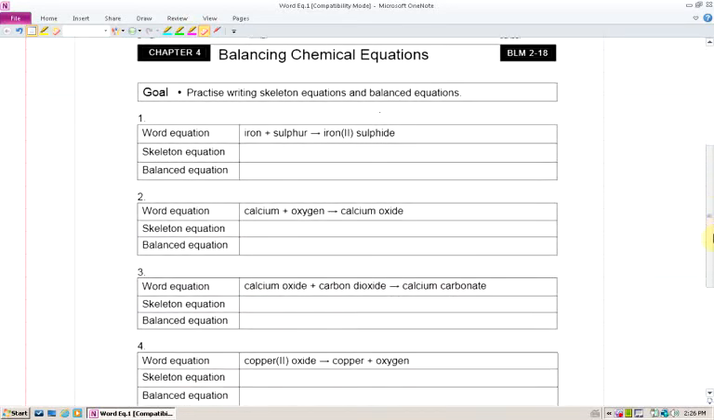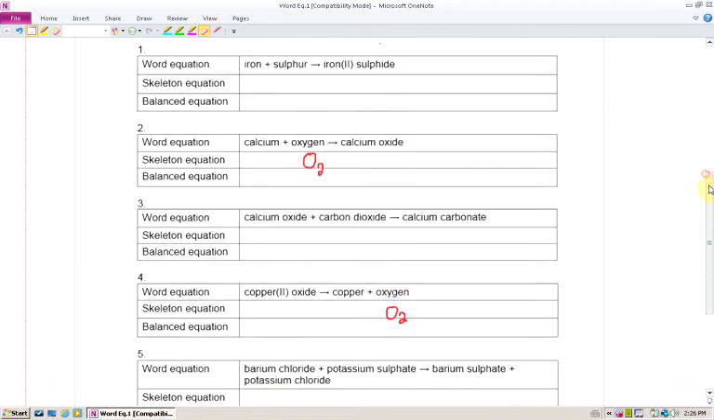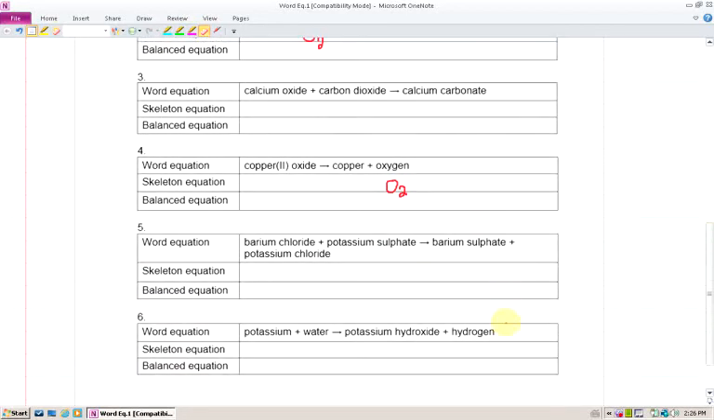very hard to balance. So for example, in question 2, oxygen when written alone needs O2. When written as calcium oxide, it does not. In question 4, oxygen is again by itself, so it needs an O2. And in question 6, we have a hydrogen by itself, so it would be written as H2.